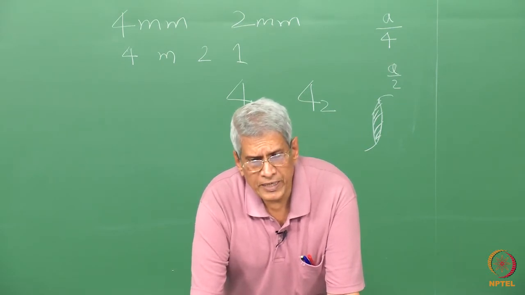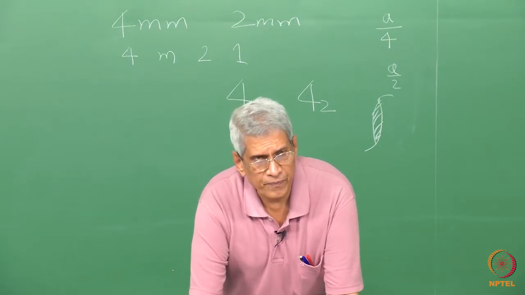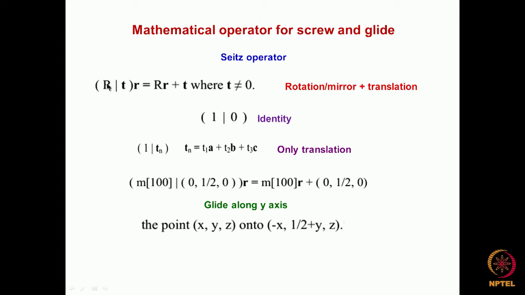There is a mathematical operator which is used for representing screw and glide. This is called the Seitz operator. It is written as R|T, okay, this is how it is shown. What it means is that the capital R represents the point group symmetry operation, and T represents the translation operator, and this is applied on any point. If you do that, it will be equal to R times r plus T, the translation. This shows how from a given position we can generate the equivalent positions.